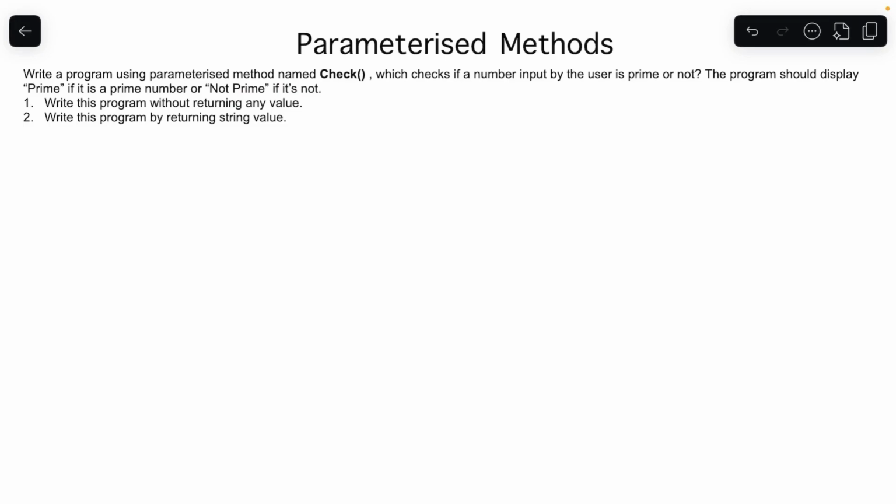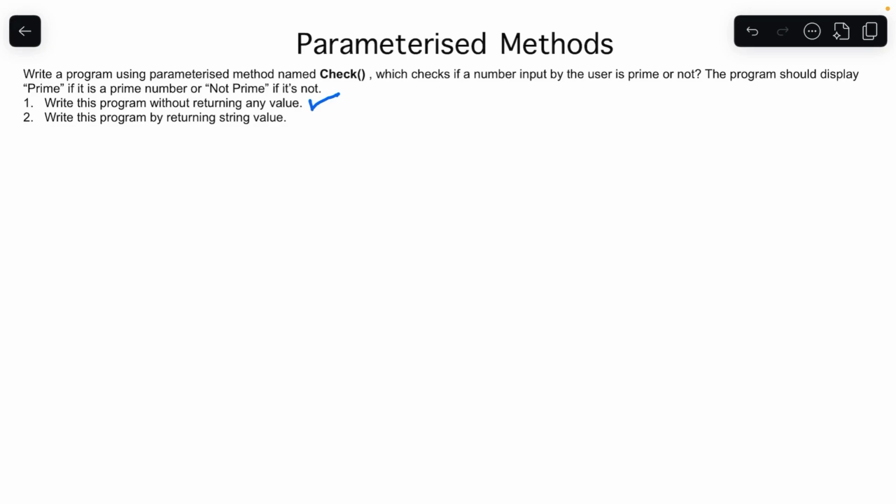Now let me tell you, I'm not going to go too much into detail, or okay, maybe I'll touch briefly on checking of the prime number, because this is something we have already covered in our looping videos. So if you have not seen those videos, go and look at the looping videos where we have already covered such programs. What we are here to do is write the program without returning any value. We need to write the program, use a parameterized method, and not return any value.